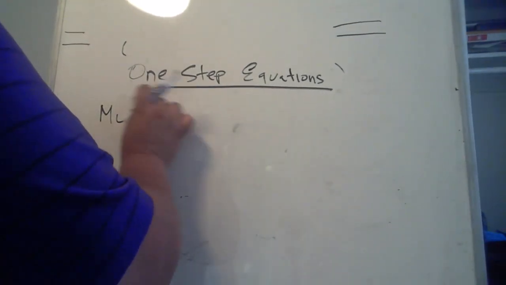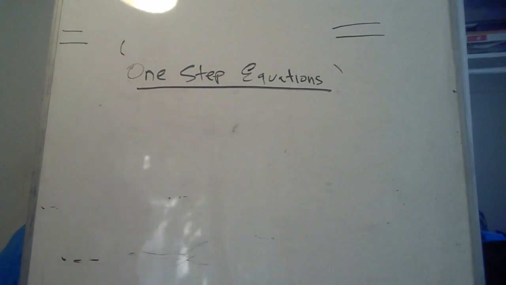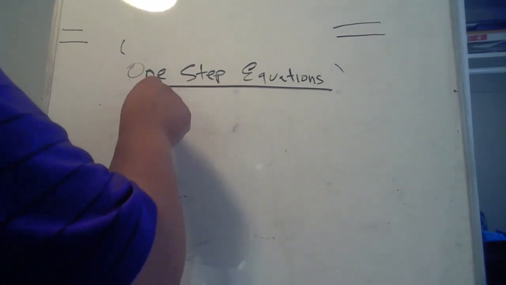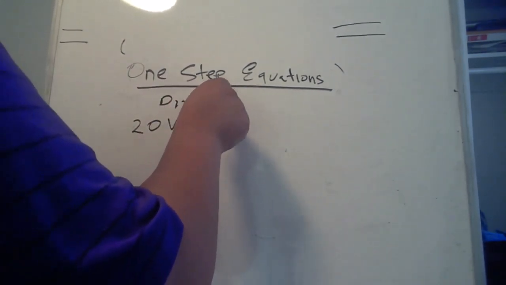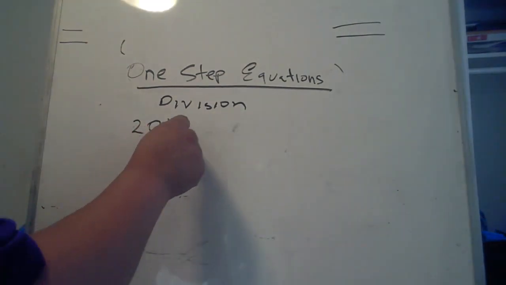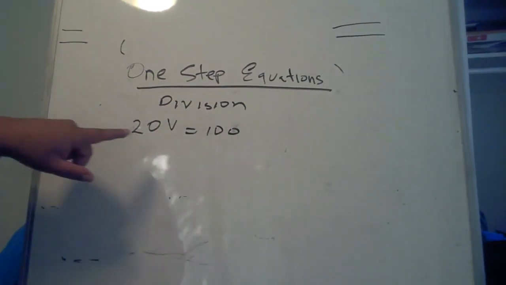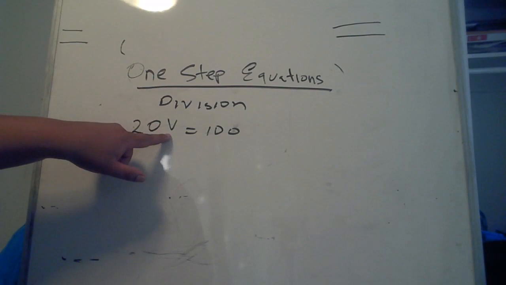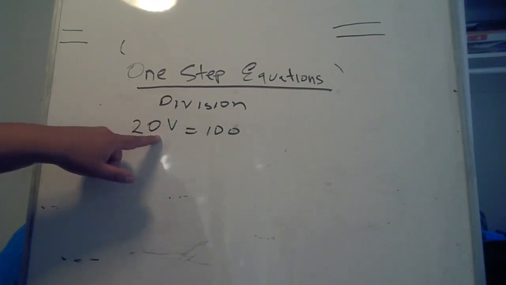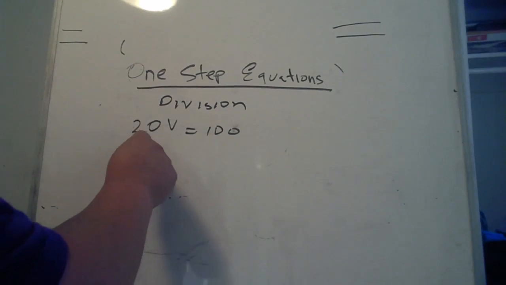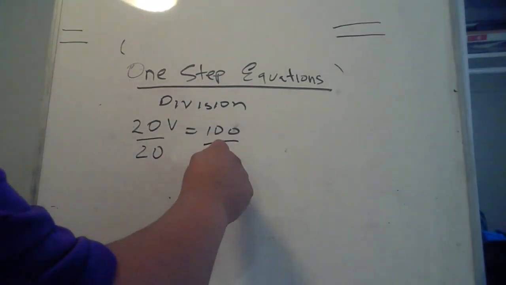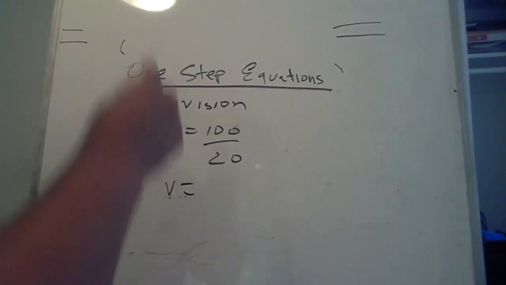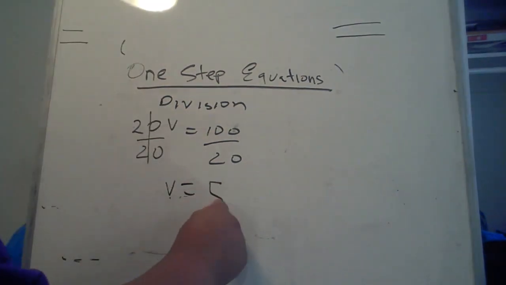Now we're going to look at division one-step equations. Division problems look like this. For example, 20v equals 100. What is the opposite right now? 20 is being multiplied times v. So we have to do the opposite of multiplication, which is division. We divide by 20 to leave v by itself. This cancels. So v equals 100 divided by 20, which is 5. So our answer is 5.